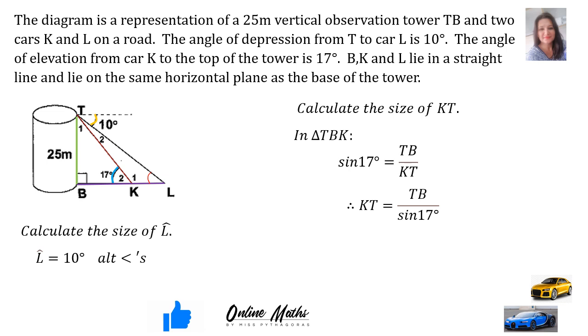And then you can make KT the subject of the formula, and you end with KT is equal to TB over sin 17, and TB's length is 25, therefore KT is 85.51 meters.